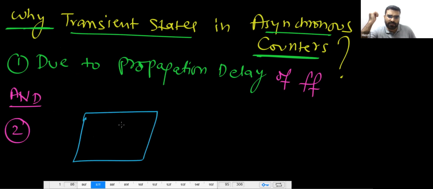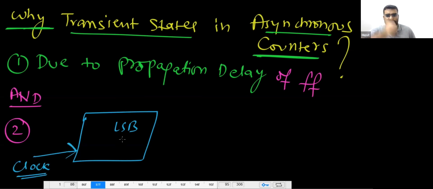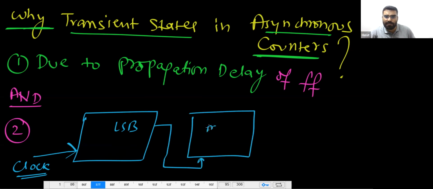this LSB flip-flop is directly changing because of the clock. Because of the clock, this LSB is changing, and because of the change in LSB, the MSB is changing. So first the LSB will change because of the clock, and because of the change in LSB, the MSB will change. Yes or no? One after another. Do you agree or not?